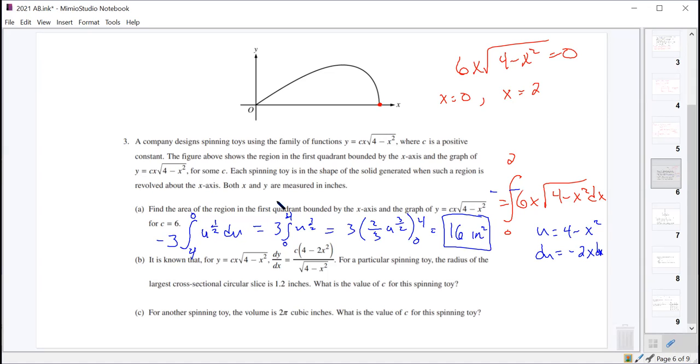All right, part B. It is known that for y equals cx root 4 minus x squared, dy dx is this thing. The radius of the largest cross-sectional circular slice is 1.2 inches. What is the value of c for the particular one that has that largest cross-sectional circular slice of 1.2 inches? Okay, so how do we go about this one? What do we do?